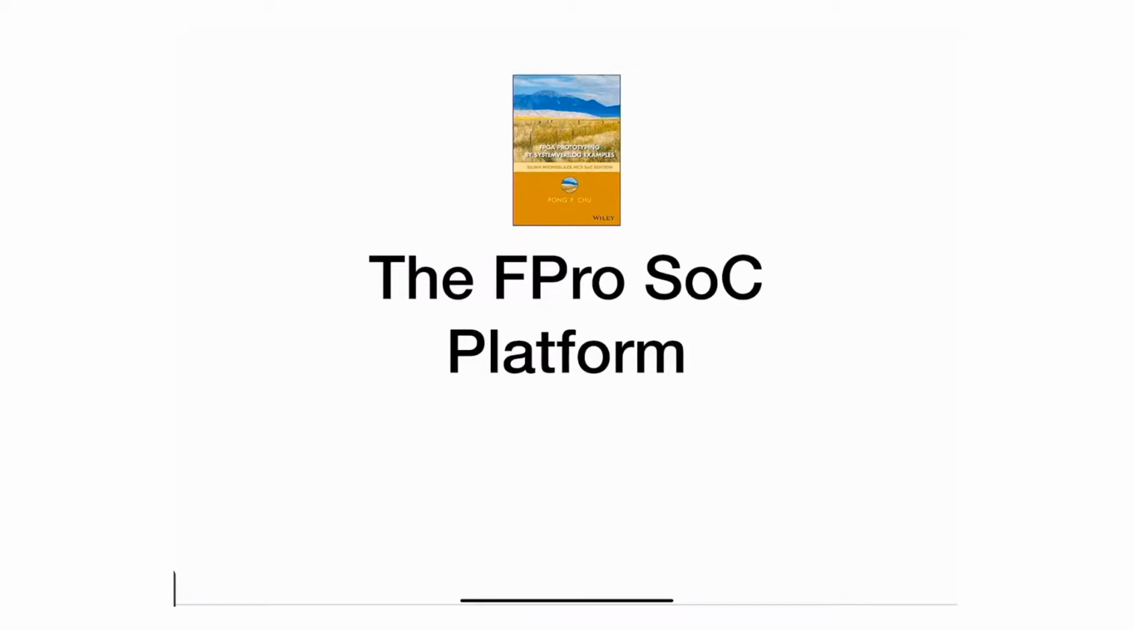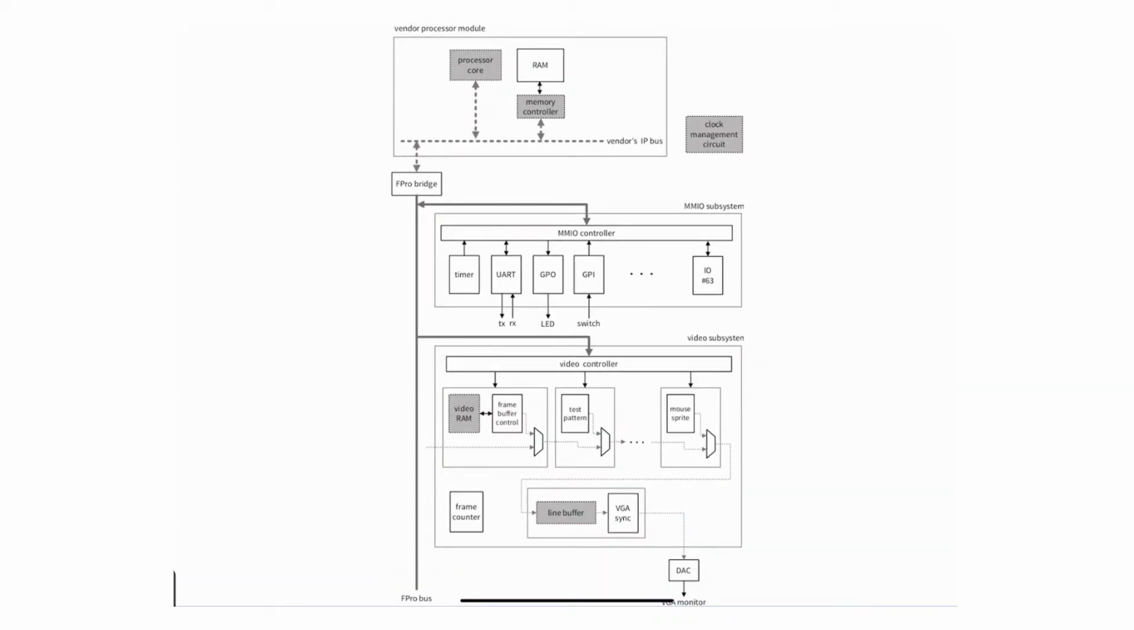So in this video, I want to walk you through the system on a chip, or the SoC we will develop. We're going to call it the FPro SoC Platform, and the FPro stems from the name of the book, which is FPGA prototyping. Okay. All right, so this is a full block diagram of the whole system we're going to spend the next few weeks building. And it has four major components.